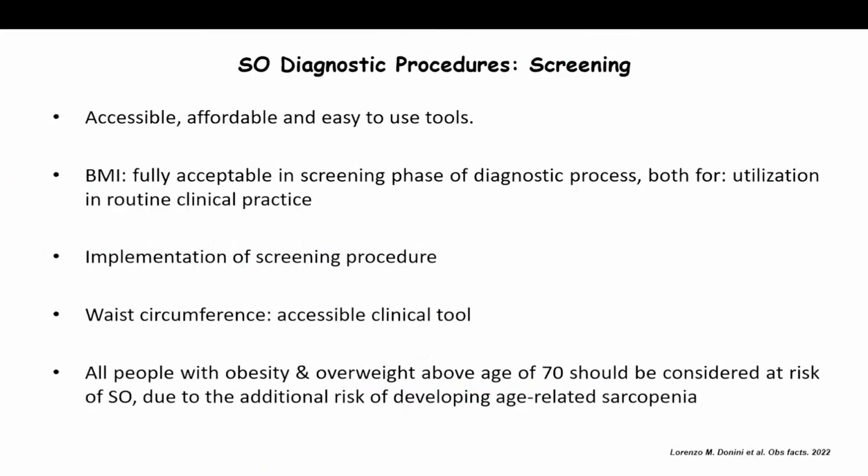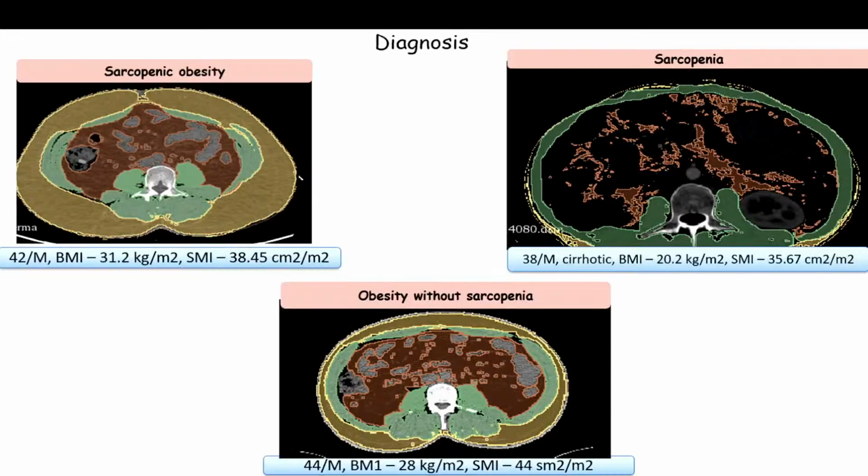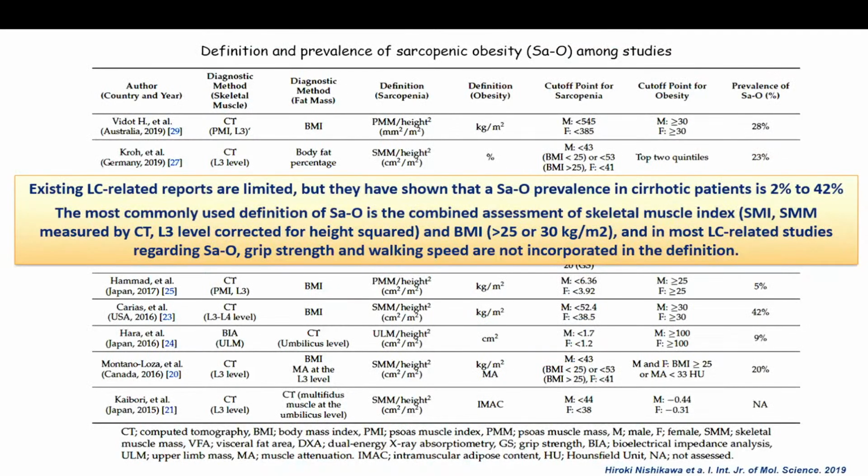As far as the screening procedure is concerned, it should be an accessible, affordable, easy to use tool. And BMI, as we know, is an easily accessible, acceptable tool. Implementation of a screening procedure is a must. And then waist circumference can also give us an idea. So this is how on CT scan we can make out the deposition of fat in the subcutaneous tissue, in the visceral tissue, and even in the muscles. These are various studies in which the prevalence of sarcopenic obesity is around 2 to 42% in patients with chronic liver disease.